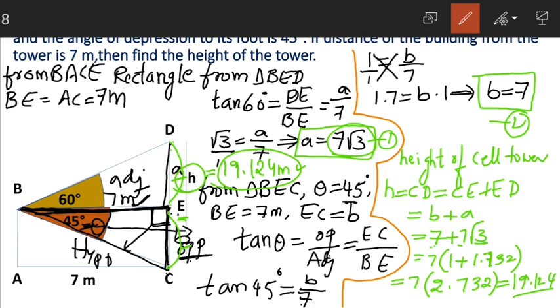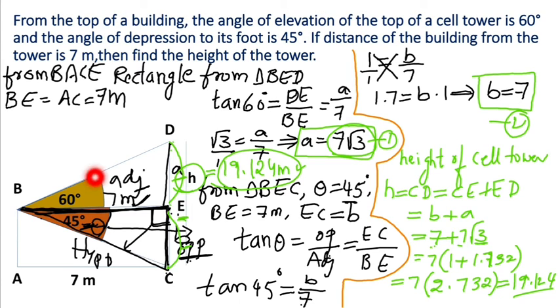Just recall that. Here first we are drawing a suitable diagram from the given data, and after that there are two right angle triangles. Here we have to find out the height of the cell tower. So, height of the cell tower is nothing but from C to D we have to find out. If you observe the diagram, BED is one right angle triangle and BEC is another right angle triangle, and here one angle is 60 degrees and another angle is 45 degrees.